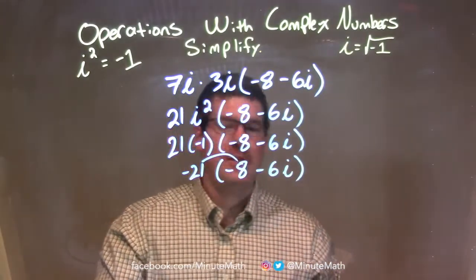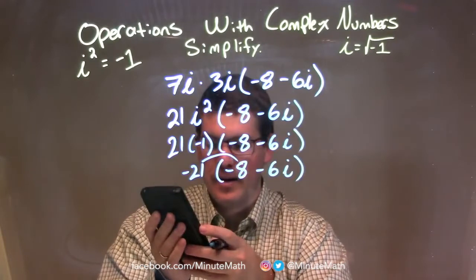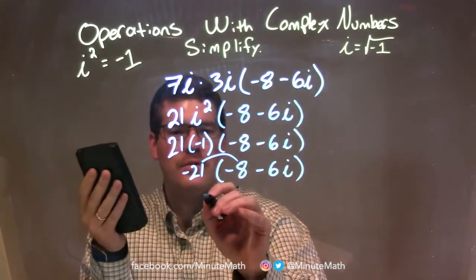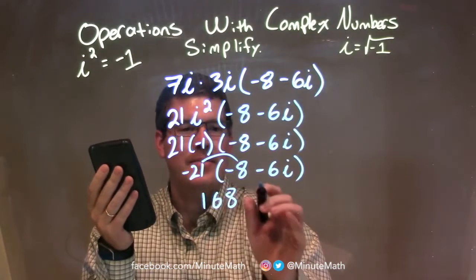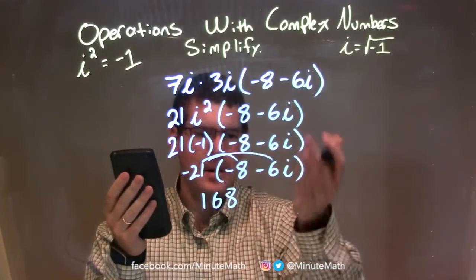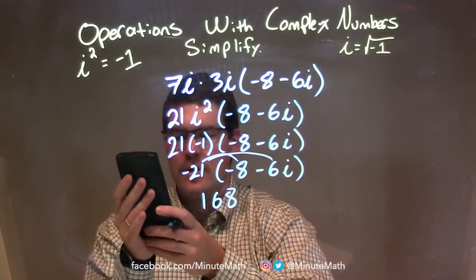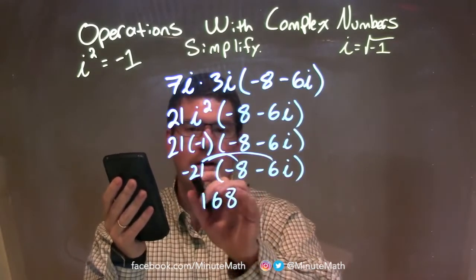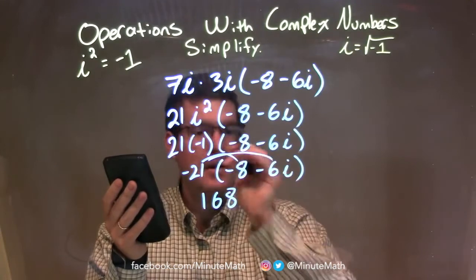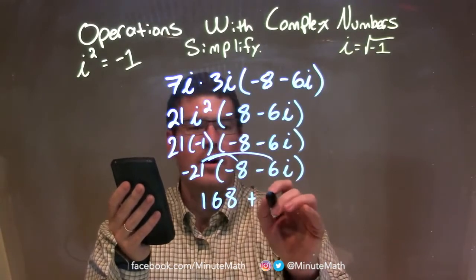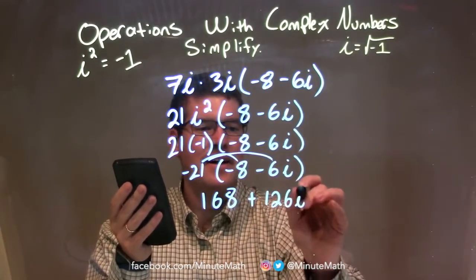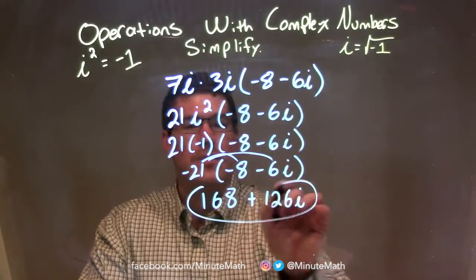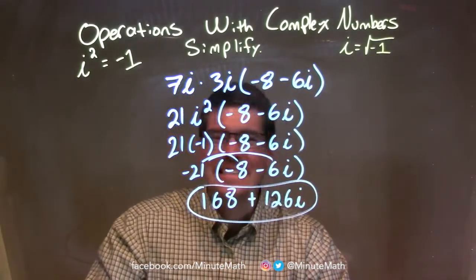Negative 21 times a negative 8, I'm just doing the calculator here, comes out to be a positive 168. And we distribute the negative 21 times that negative 6i. So 21 times 6. It's just a positive, right? Negative 21 times a negative 6i is a positive 126i, and there we have it. Our final answer here is just 168 plus 126i.